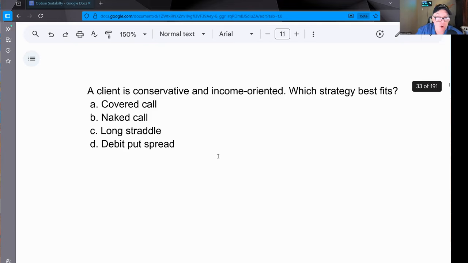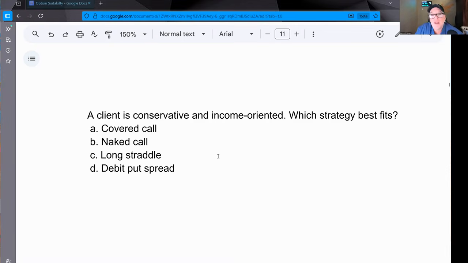A client is conservative in income. We know this one, right? Cover calls, you can do any account, UGMA, UPMA, IRA. You can do a cover call index. You can do a cover on any account because it's the most conservative option strategy there is. Cover call, baby. Naked's too risky. Long straddle is not for income. Debit put. Debit means buy. Remember, income means you're bringing money in. So it's either A or B, right? But we're not really. Naked's super risky.